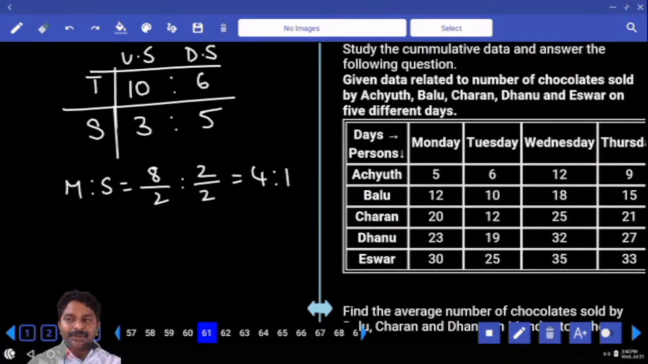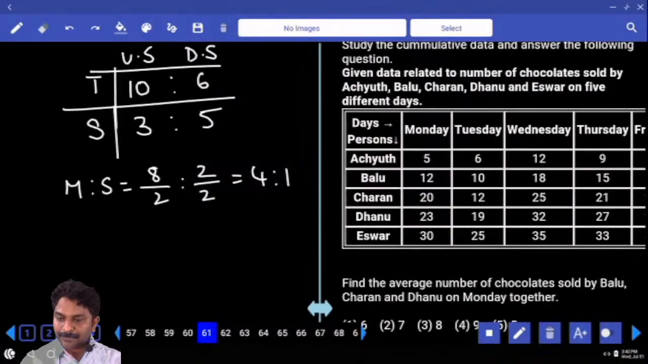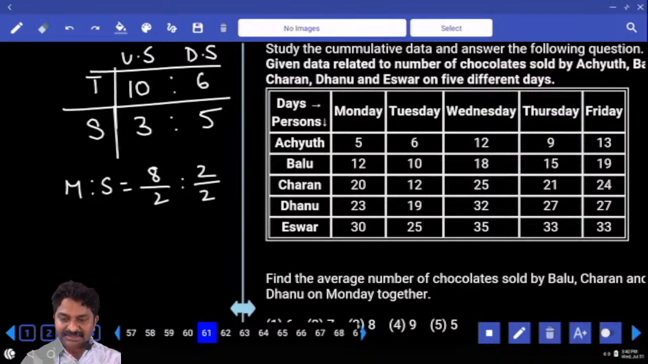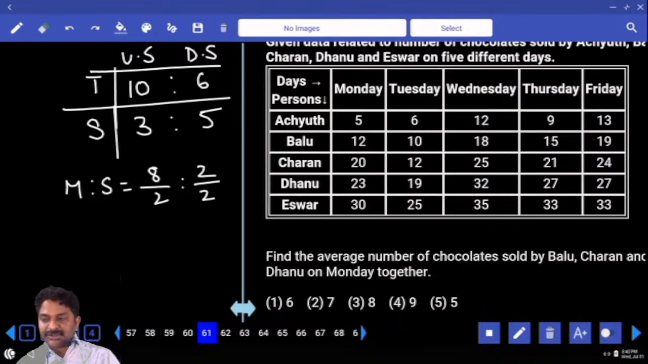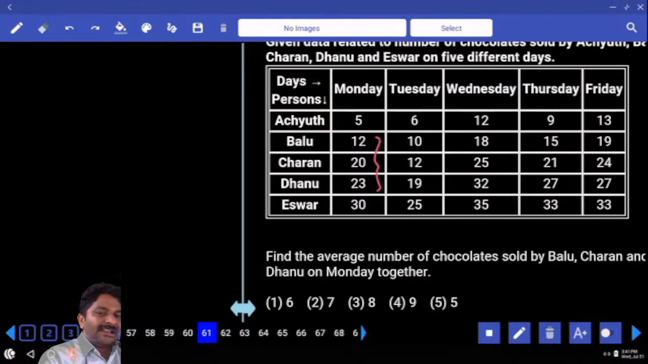Given data related to number of chocolates sold by Achyut, Balu, Charan, Danu and Ishwar on 5 different days, Monday to Friday, I think. Find the average number of chocolates sold by Balu, Charan and Danu on Monday together. B, C, D. If you observe the starting letters of their names, A, B, C, D, E. Easy for us. B, C, D on Monday.